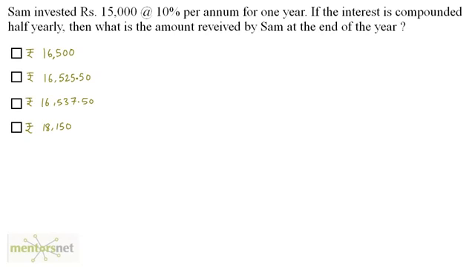Sam invested 15,000 rupees at the rate of 10% per annum for 1 year. If the interest is compounded half yearly, then what is the amount received by Sam at the end of the year? Now because the interest is compounded half yearly, there will be a slight change in the formula. The formula will be amount is equal to principal into 1 plus the rate will be halved, so R by 2 upon 100 raised to the time period will be doubled, so 2n.